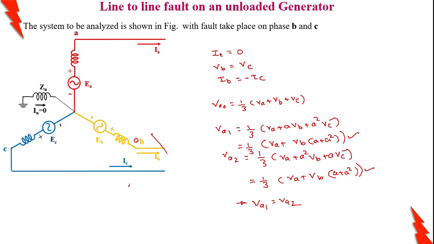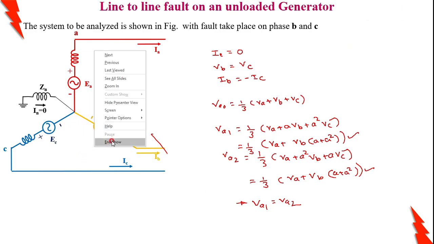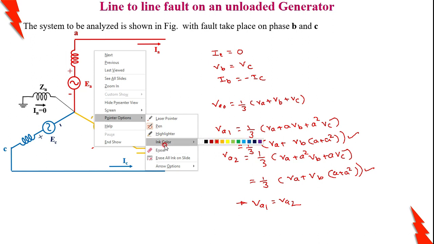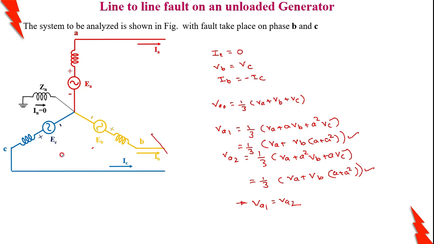Sequence current, you have to look into the sequence currents now. I will change the color. Okay. Now I have got the relation: IA0 is equal to 1/3 (IA + IB + IC).